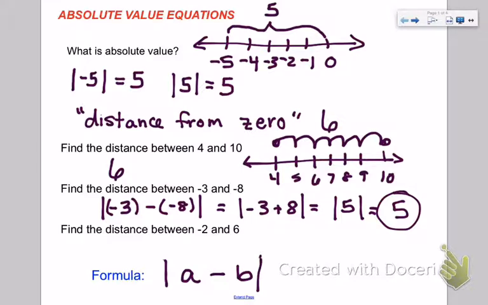If we do the distance between -2 and 6, -2 minus 6 is going to be the absolute value of -8. But the distance from 0 of -8 is actually +8. So make sure that if we're inserting negatives into that, we pay attention to that subtraction sign, because sometimes subtracting a negative will result in adding.